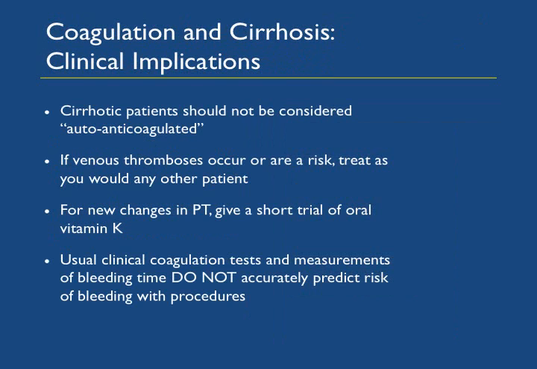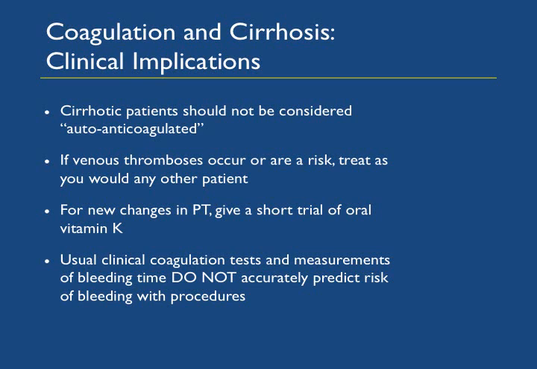So overall, what are the clinical implications of coagulation in cirrhosis? First, we should not consider our cirrhotic patients autoanticoagulated. If venous thromboses occur or are a risk, patients should be treated as you would anyone else. They may well need heparin therapy for a deep venous thrombosis, for example. If you see a patient with cirrhosis who has a new change in their prothrombin time, give a short trial of oral vitamin K. They might have simply become vitamin K deficient, and you can correct that abnormality.